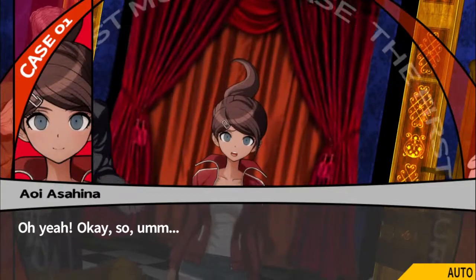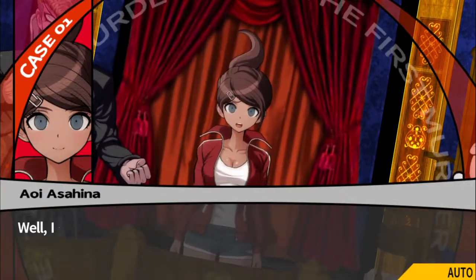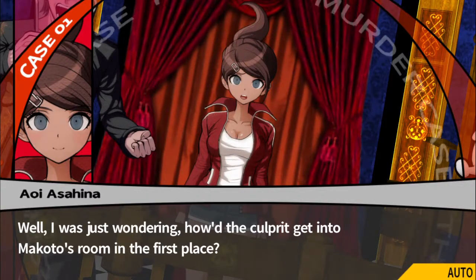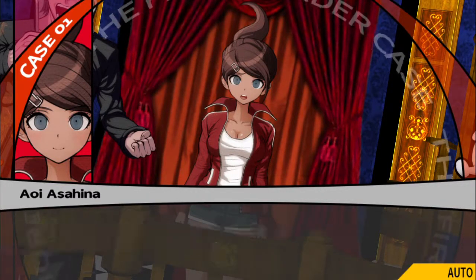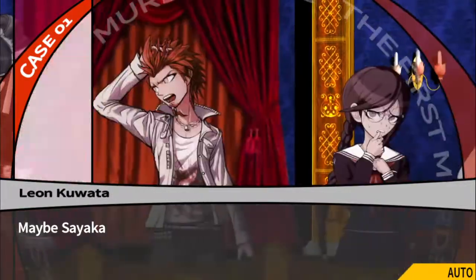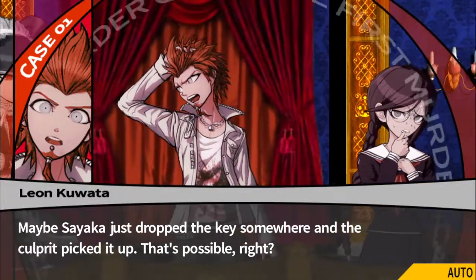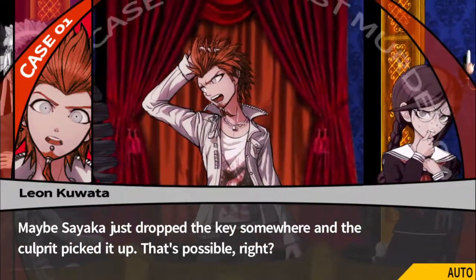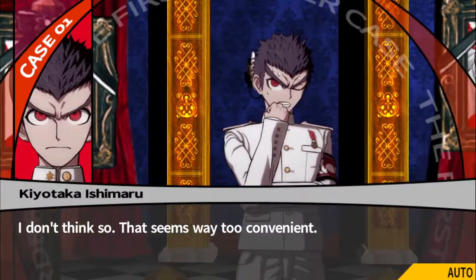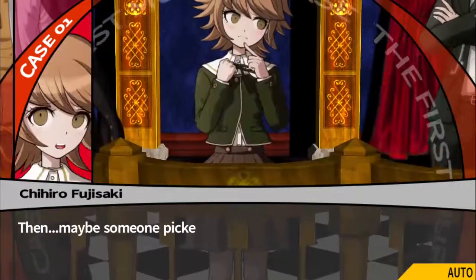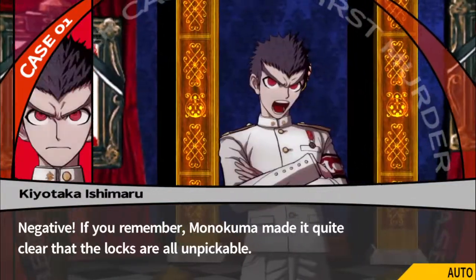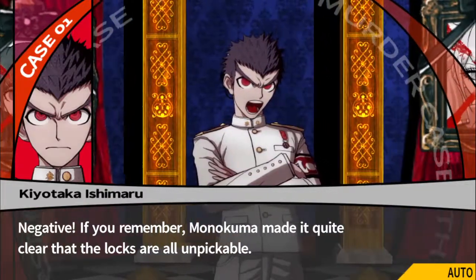Oh yeah. Okay, so, well, I was just wondering, how did the culprit get into Makoto's room in the first place? Yes. How did the killer get inside? Maybe Sayaka just dropped the key somewhere and the culprit picked it up. That's possible, right? I don't think so. That seems way too convenient. Then maybe someone picked the lock? Negative! If you remember, Monokuma made it quite clear that the locks are all unpickable.